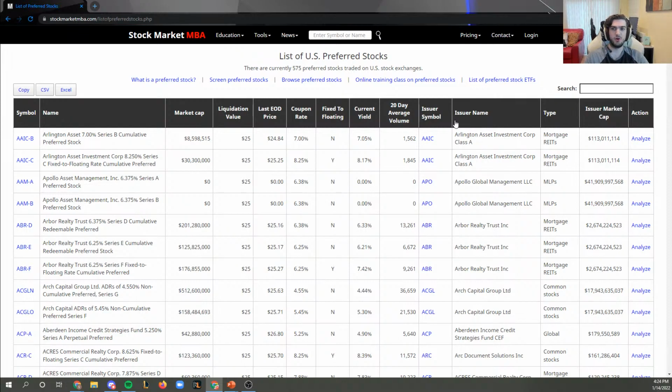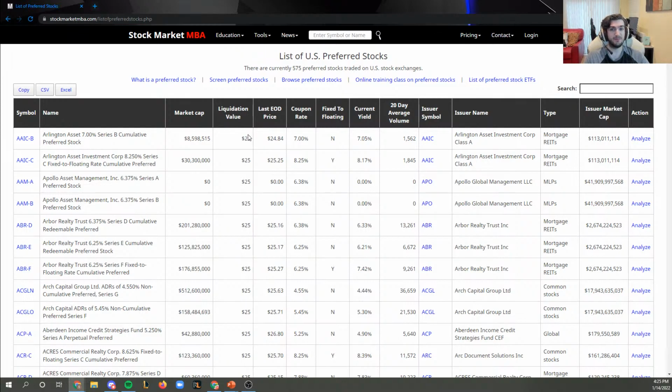What you're going to see is who issued it, what's the name of the company, and what's their ticker. Then you're going to see the symbol for that actual preferred stock. Then you have the liquidation value. That is what the original price was. Not what it's traded for, but what the coupon rate would pay out on. So it would be 7% of $25.